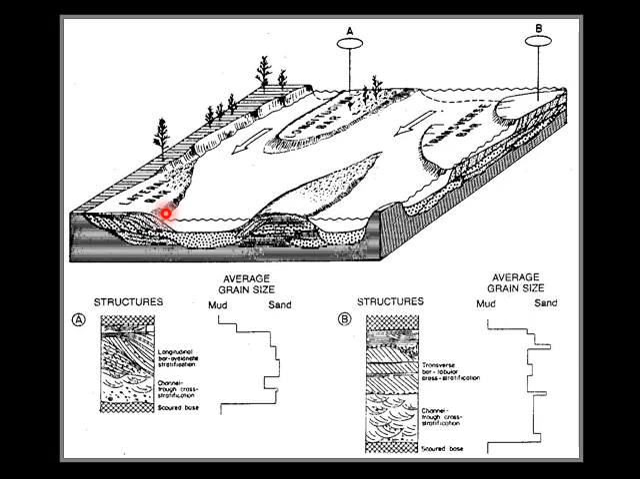Longitudinal bars tend to be elongate along the axis of the channel. Transverse bars are wider than they are long and spread across the channel. A lateral bar is an accretion along the sides of the river channel. Differences of sequence of deposits in the different mid-channel bars may be difficult to discriminate from each other.